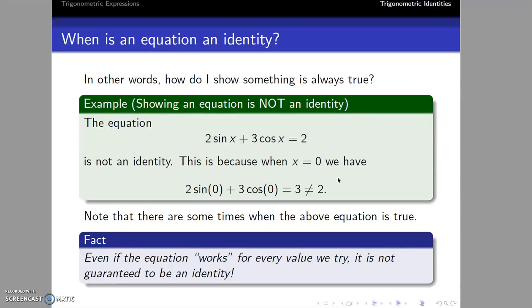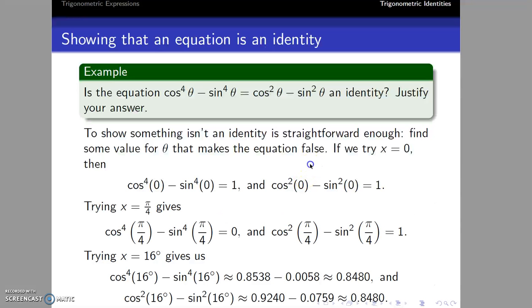Conversely, however, if you want to show that something is an identity, then finding that the equation is true for any number of values you try is not enough. Because the question still remains, what if there's something you haven't tried for which the equation is not true? More on that later.